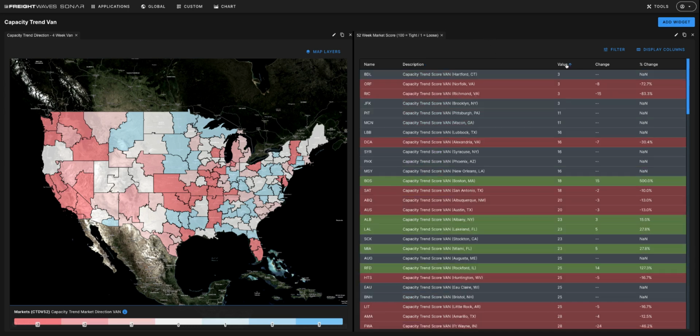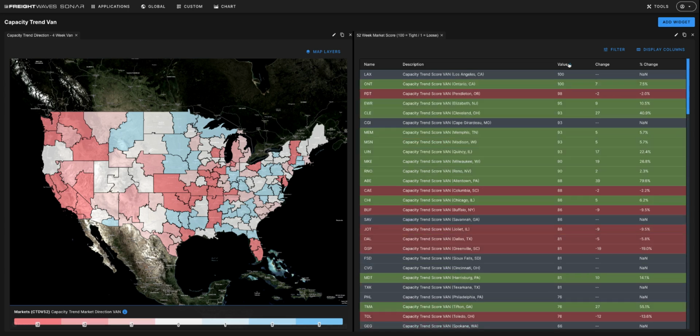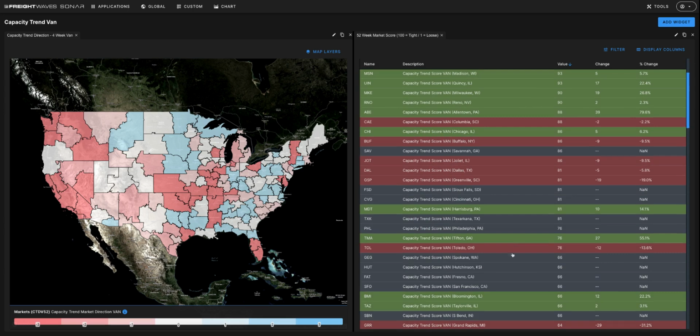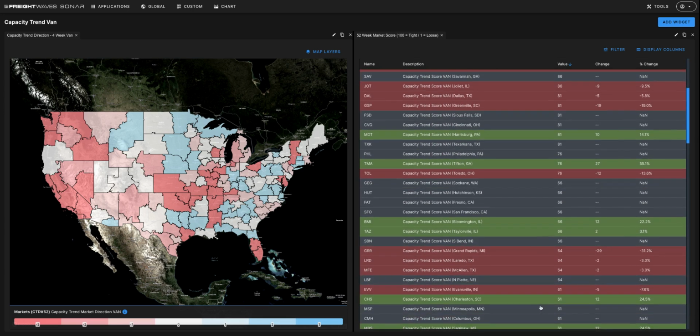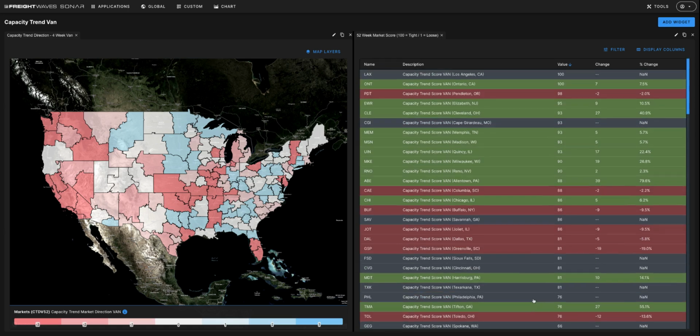So on the right side of this watch list, I have the capacity trend score. This score is on a scale from 1 to 100. The higher the number, the tighter the market. Anything really above 60 is kind of our threshold that we pay attention to. That is going to be a carrier favored market. There's going to be tight capacity available in those markets, and the carriers will have the buying power there.